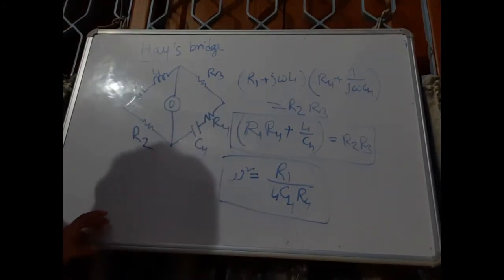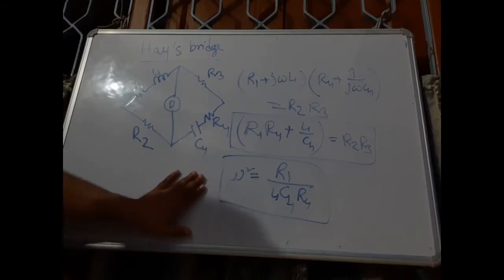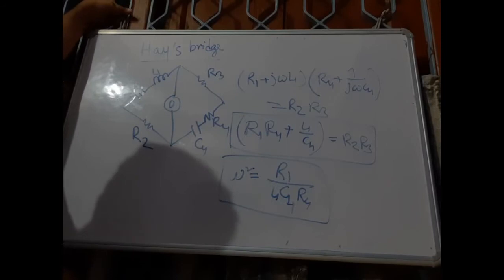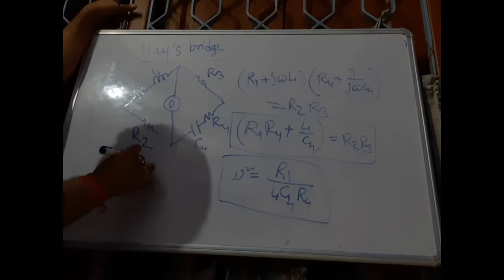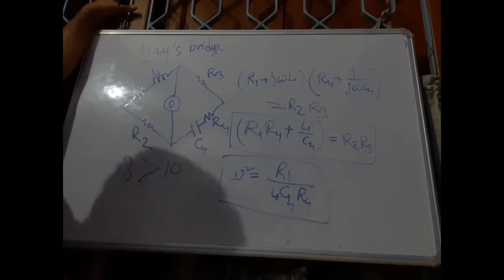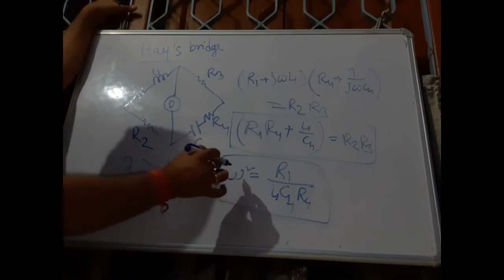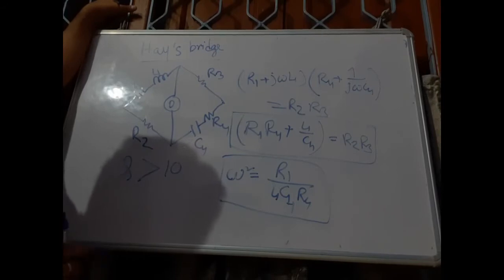Now what is the advantage of the Hayes bridge over the Maxwell inductance bridge? It has a very high Q factor, that is greater than 10, and the disadvantage is that we can see the frequency term in the equation for balance condition. This is one disadvantage and this is one advantage.